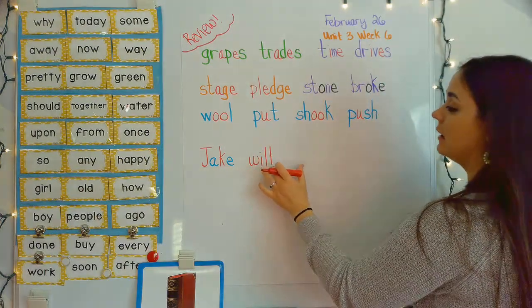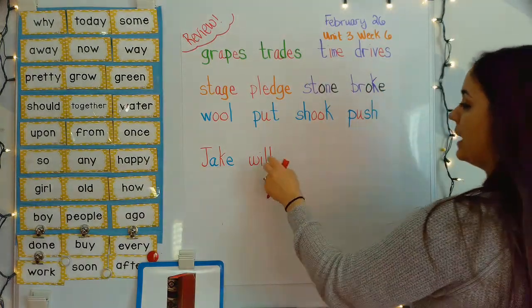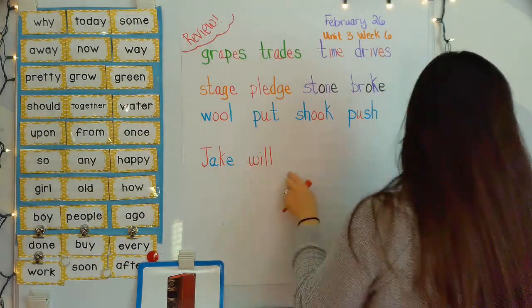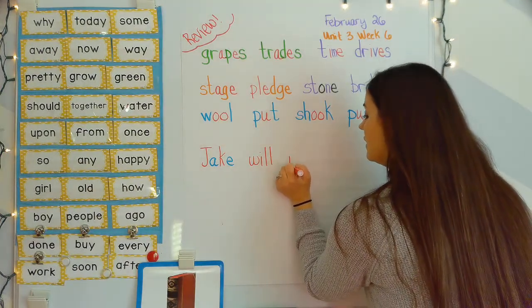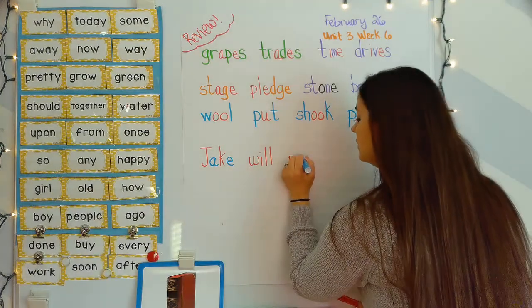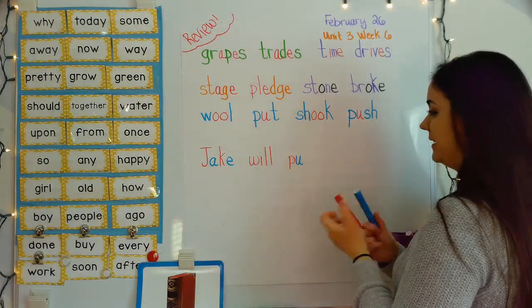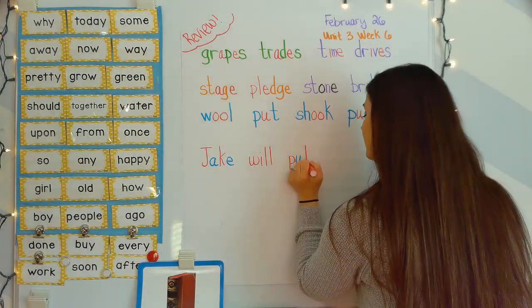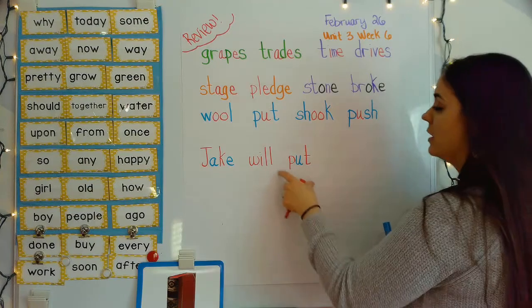Wa, ill, will. We should be able to kind of know what this word is by now. Wa, ill, will. Jake will. P says pa. U is going to say uh in this word. T says ta, pa, put.